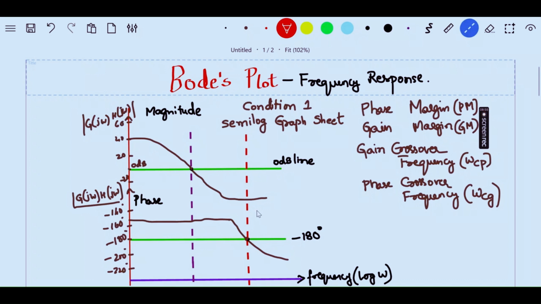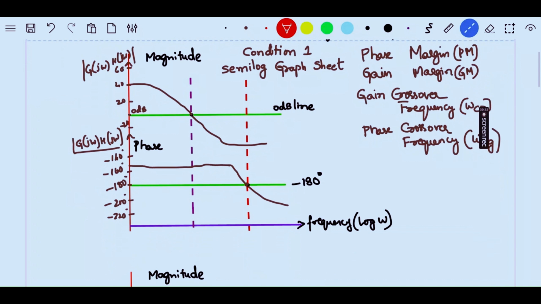So this is how we mark two different vertical dotted lines. One is from 0 dB to the bottom, where it crosses the phase plot, the minus 180 degree line, and also touches the frequency line. Similarly, we take the point where the phase plot reaches minus 180 and draw a vertical line which crosses the magnitude plot and the 0 dB line, and also downwards to cross the frequency line. Once we do this, we are now going to calculate the phase margin and gain margin.